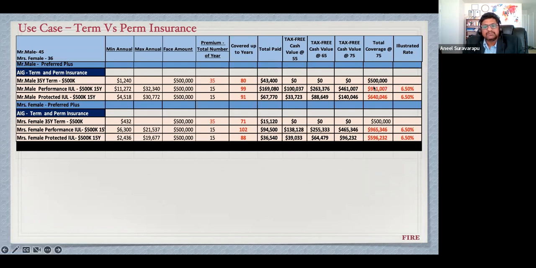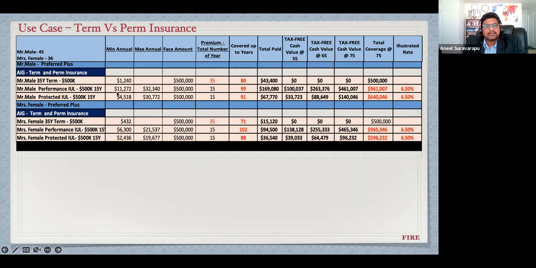Suresh garu previously mentioned that one of the clients took a loan from this policy for some other purposes. So that is one thing. See here, the policy is still running to 99 years. So if something happens to the person, the family will be getting close to 961K completely tax free.